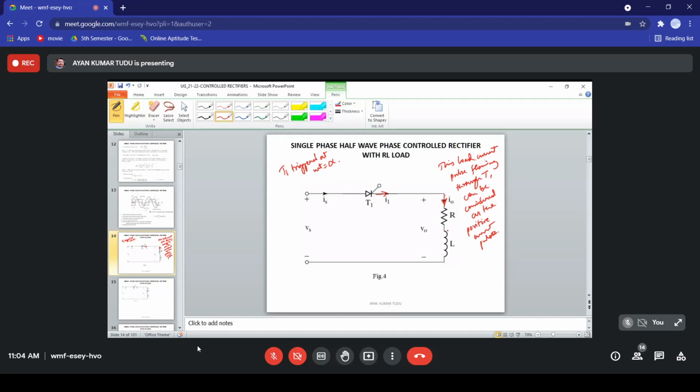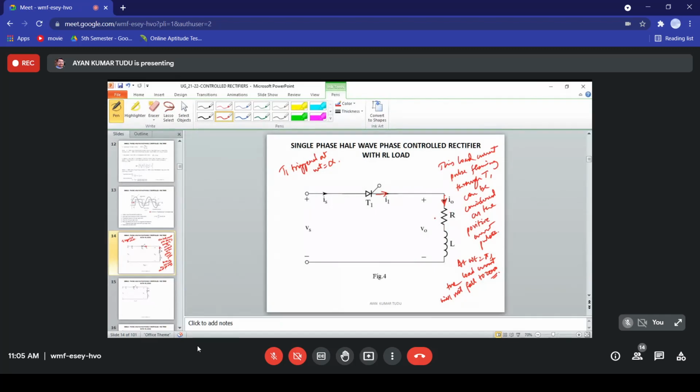Please note that due to the presence of this inductor, the load current I0 flowing through T1 would not fall to 0 at omega T equal to pi. What we saw in the previous cases was that at omega T equal to pi, it was 0. But here, at omega T equal to pi, the load current will not fall to 0. Why?